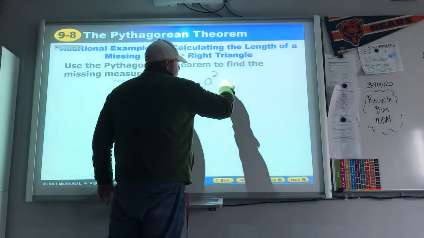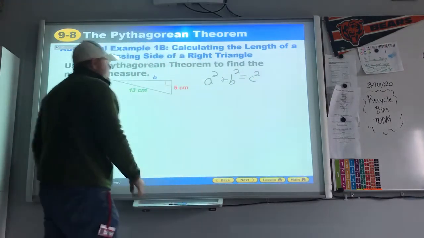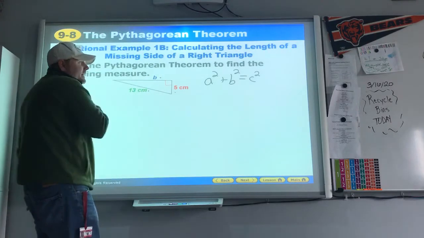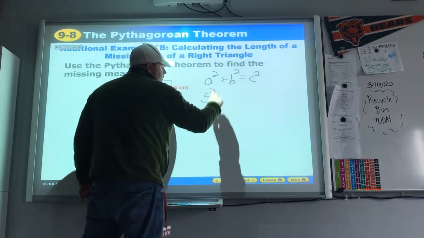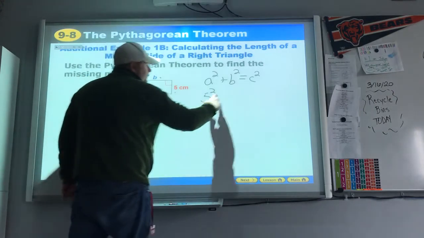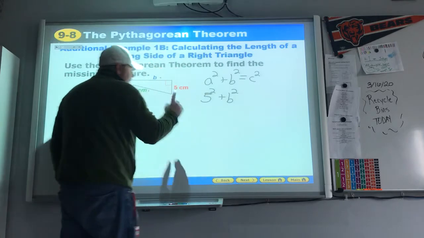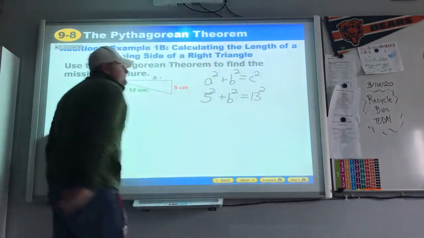Now here, we still use the same formula. A squared plus B squared equals C squared. Problem is, I have A, I have C, I don't have B, but it's okay. I can have 5 squared plus B squared, I don't know what it is, equals 13 squared, because that's what C is.